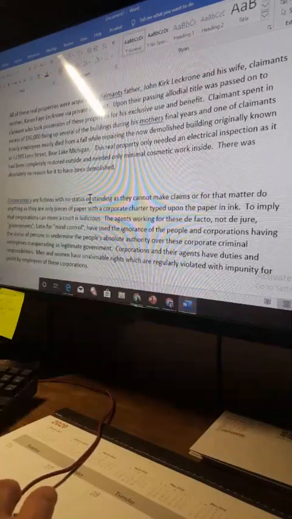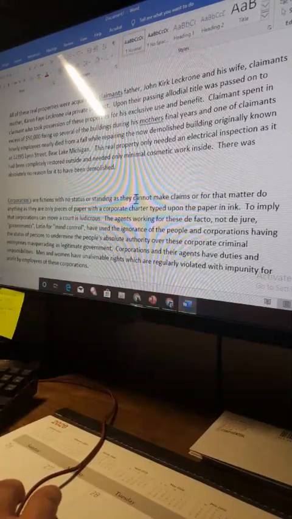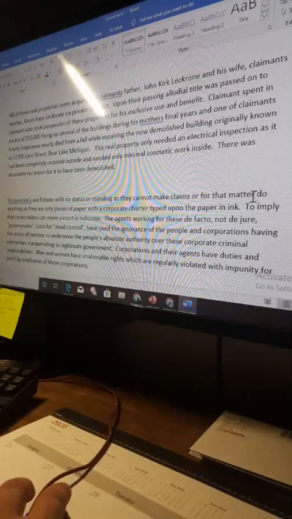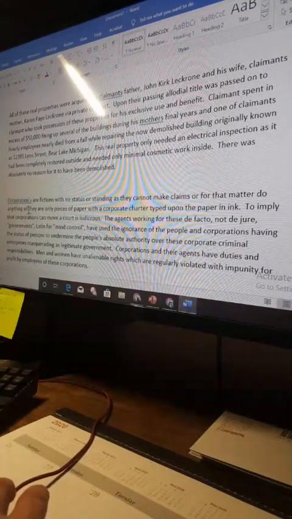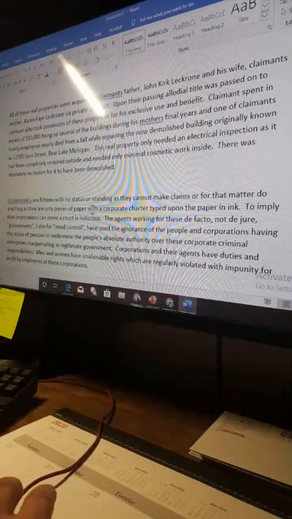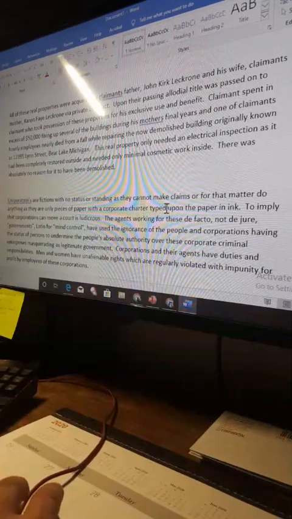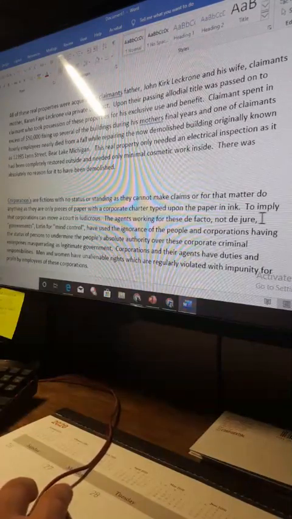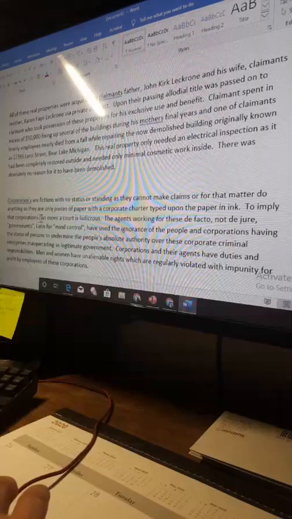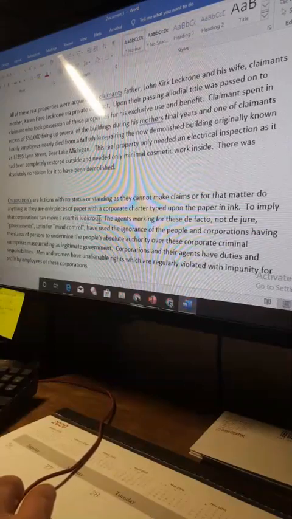Corporations are fictions with no status or standing, as they cannot make claims or, for that matter, do anything, as they are only pieces of paper with a corporate charter typed upon the paper in ink. To imply that a corporation can move a court is ludicrous.